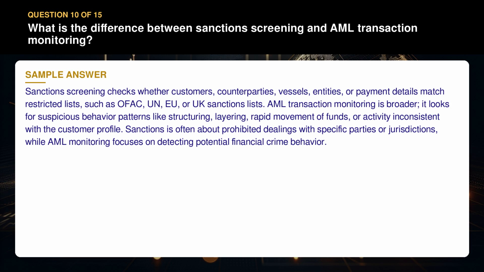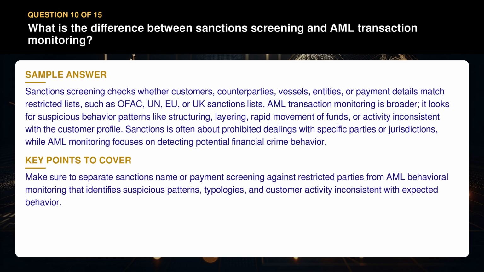Sanctions is often about prohibited dealings with specific parties or jurisdictions, while AML monitoring focuses on detecting potential financial crime behavior. Make sure to separate sanctions name or payment screening against restricted parties from AML behavioral monitoring that identifies suspicious patterns, typologies, and customer activity inconsistent with expected behavior.